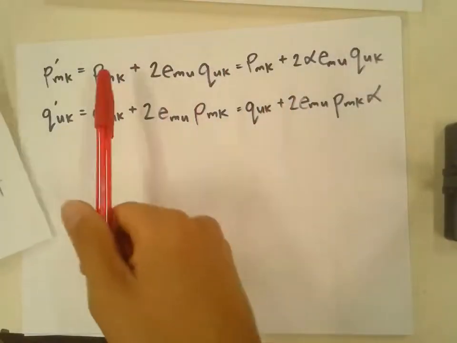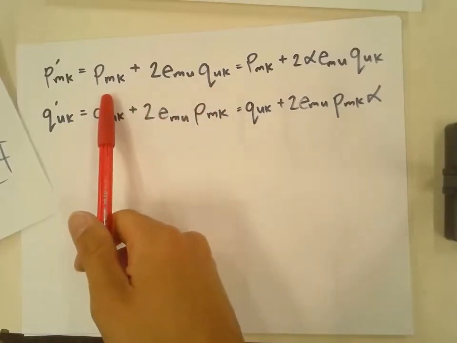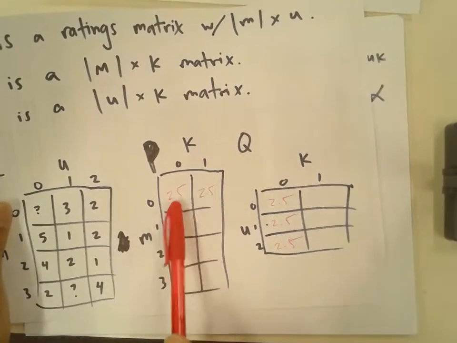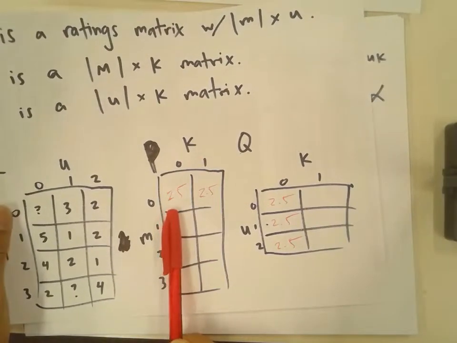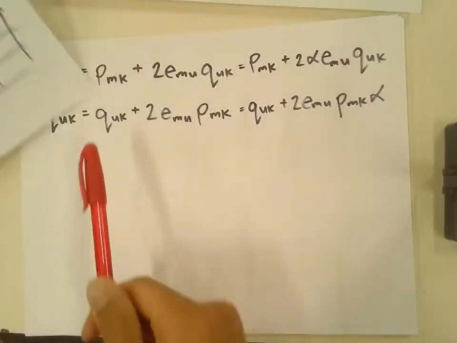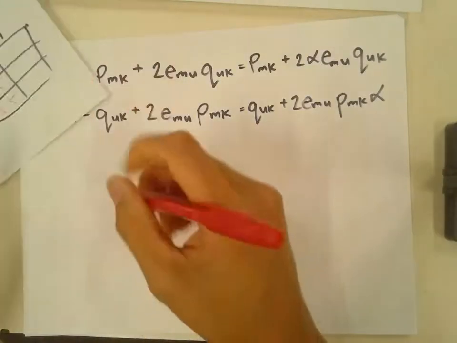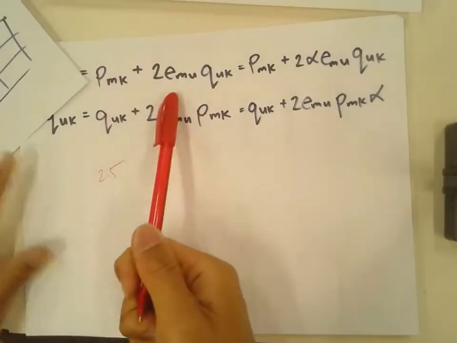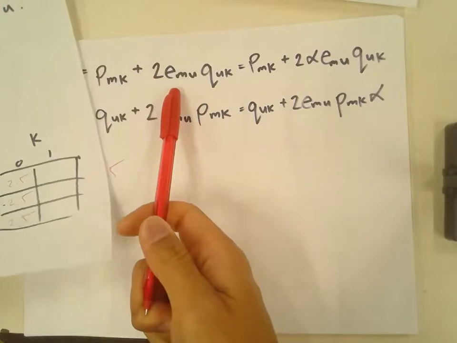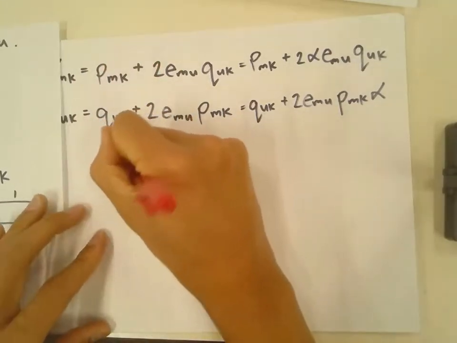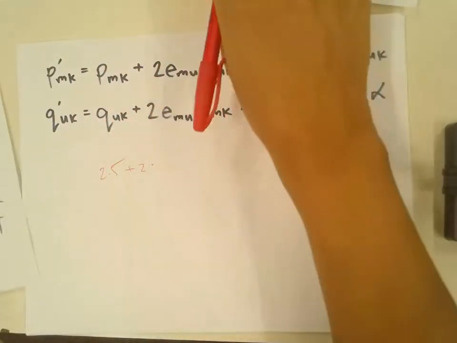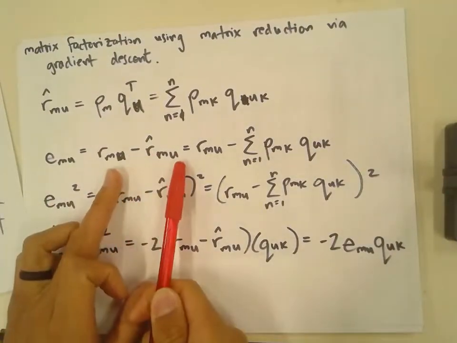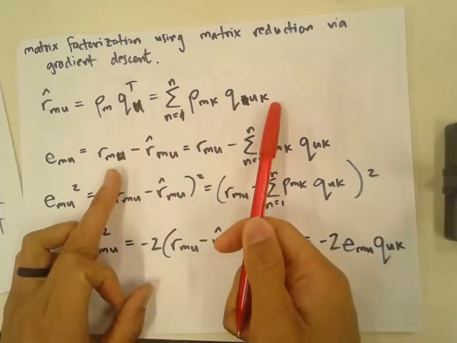So let's run through this. What we're trying to find out is the new value for P of mk, the new value after nudging it in the right direction to minimize the error. Well, we take the original P of mk, which is 2.5, and we add this expression to it. So plus 2 times E of mu, and E of mu is this expression here, which is going to be the summation of the row times column.